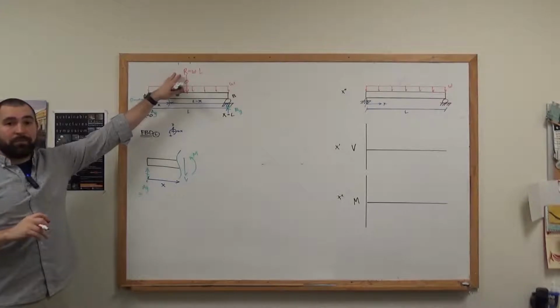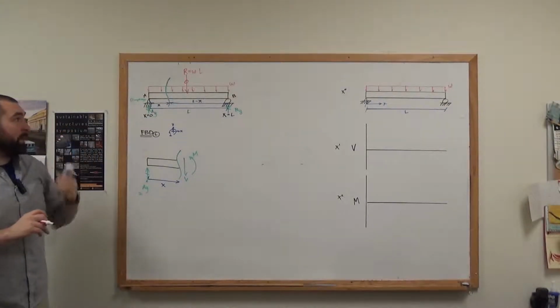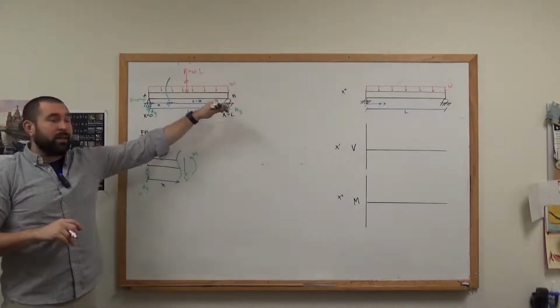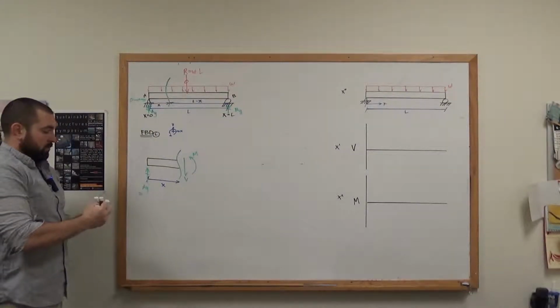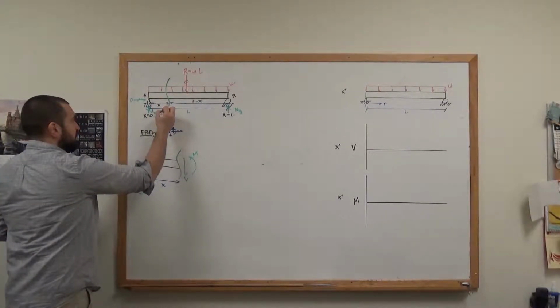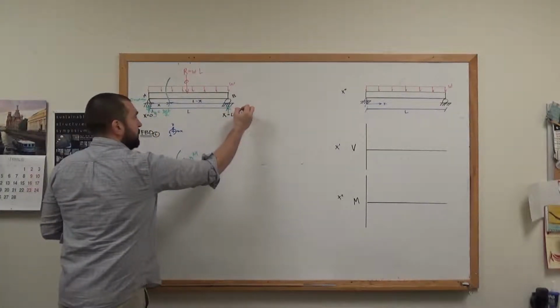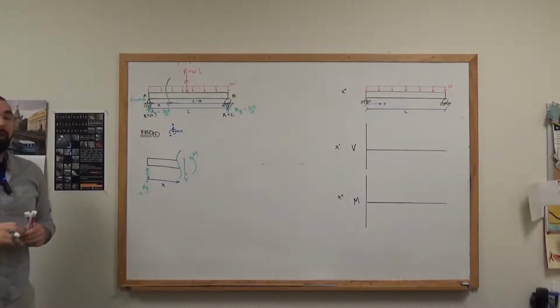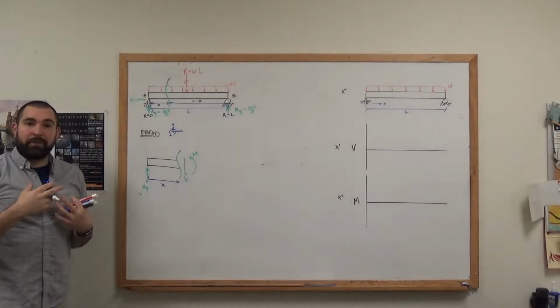That resultant force, W times L, acting at the midspan of the beam, will allow me to then say sum the moments about B to solve for AY. And that's relatively easy to do. AY is going to be equal to WL over 2, and BY is also going to be equal to WL over 2. All right, so far, relatively straightforward.